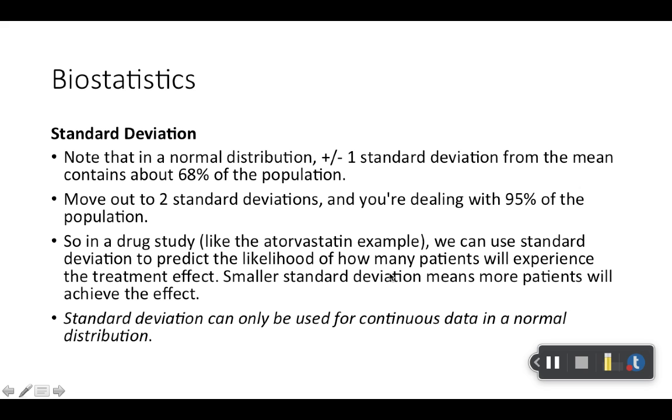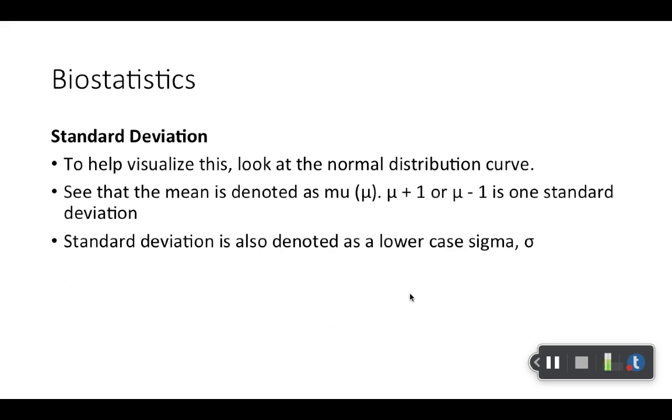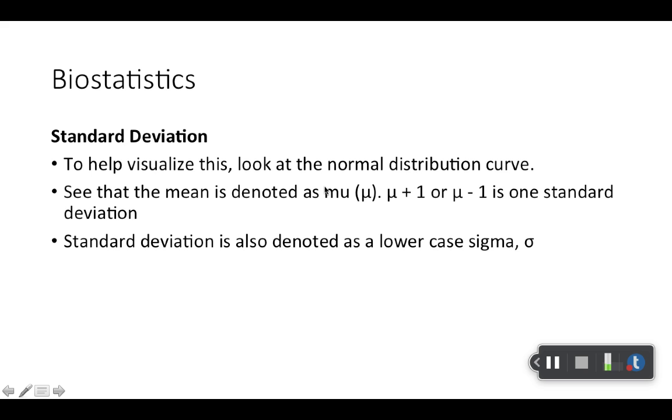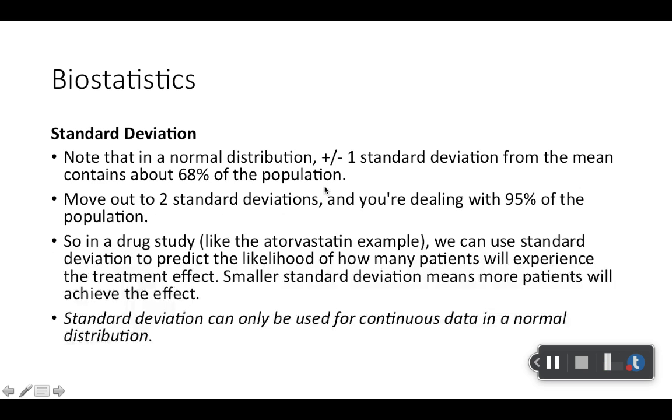And the standard deviations help, again, with drug studies, because they help predict the likelihood of how many patients will experience this treatment effect. With a smaller deviation, more patients will achieve the effect, and the opposite is true. So going back here, you're looking at atorvastatin or whatever, and if these were smaller deviations, that means more and more of the patients will have the desired result.